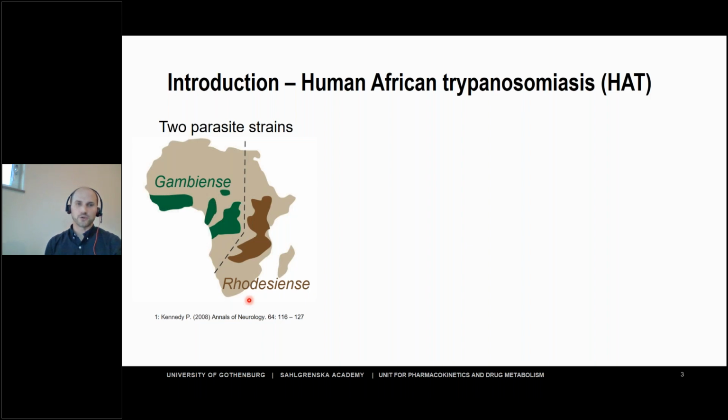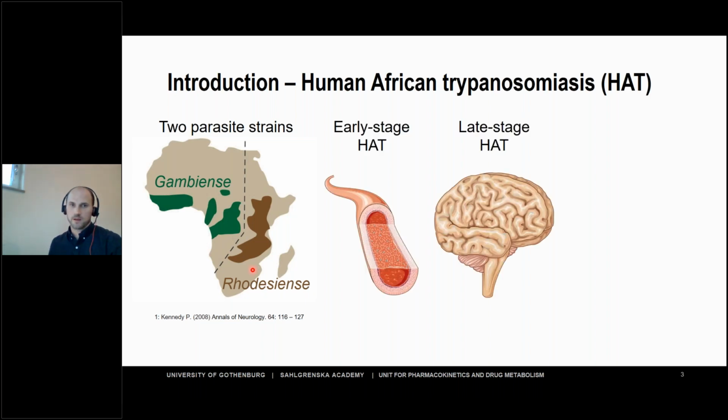And this is a general map. Of course, there is possibilities of overlap, but this is a publication from Kennedy back in 2008 showing the general locations. And these parasites come from the strain of Trypanosoma brucei. So we have Trypanosoma brucei gambiense and Trypanosoma brucei rhodesiense parasites. So once a person gets bitten by a tsetse fly, the parasites start to develop in the systemic circulation or in the blood.